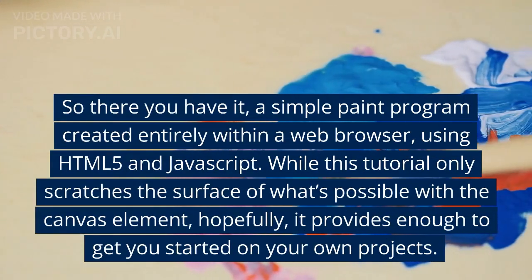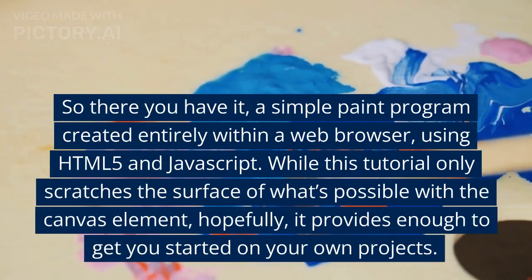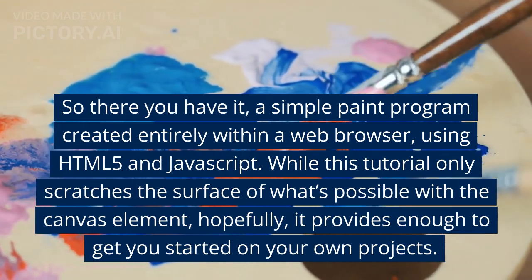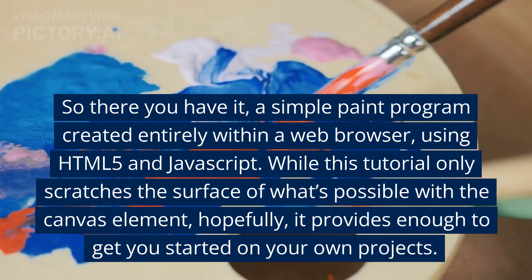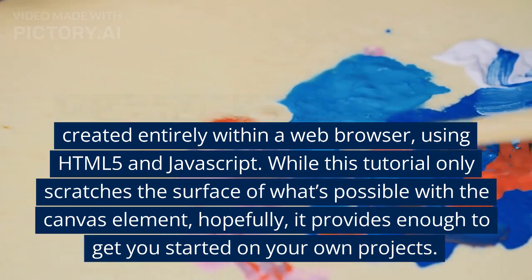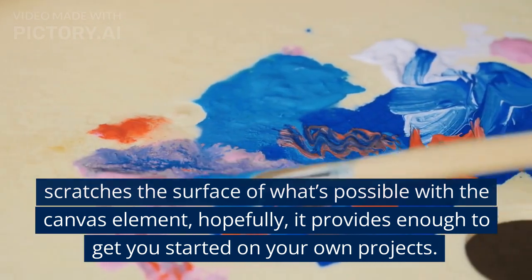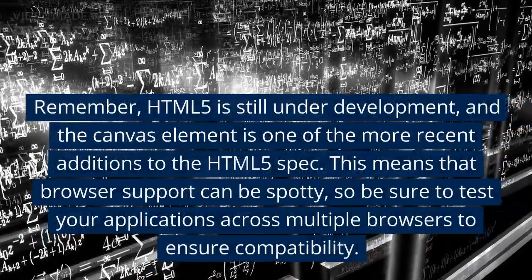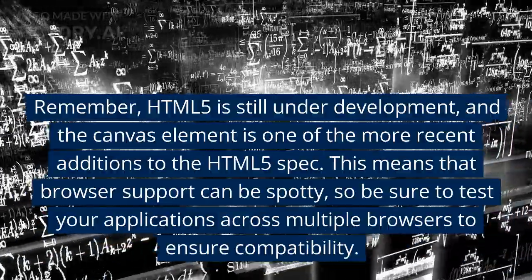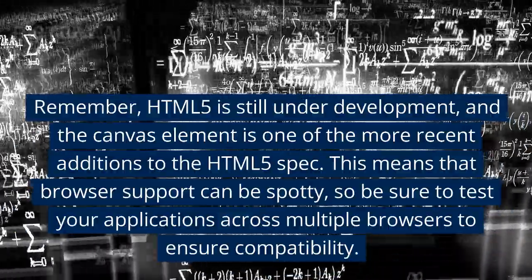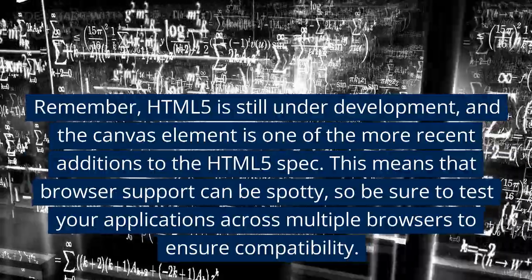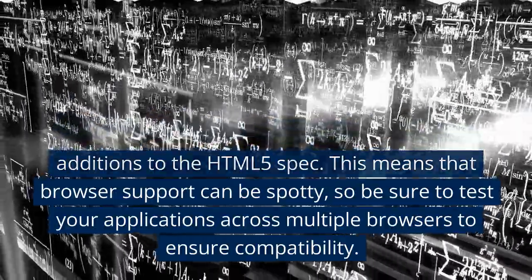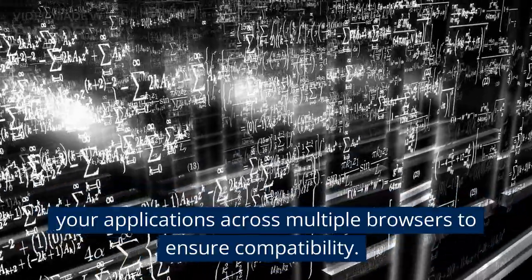So there you have it, a simple paint program created entirely within a web browser, using HTML5 and JavaScript. While this tutorial only scratches the surface of what's possible with the canvas element, hopefully, it provides enough to get you started on your own projects. Remember, HTML5 is still under development, and the canvas element is one of the more recent additions to the HTML5 spec. This means that browser support can be spotty, so be sure to test your applications across multiple browsers to ensure compatibility.